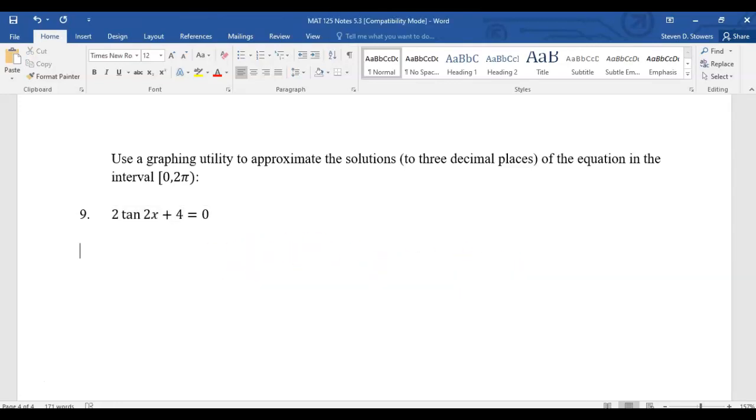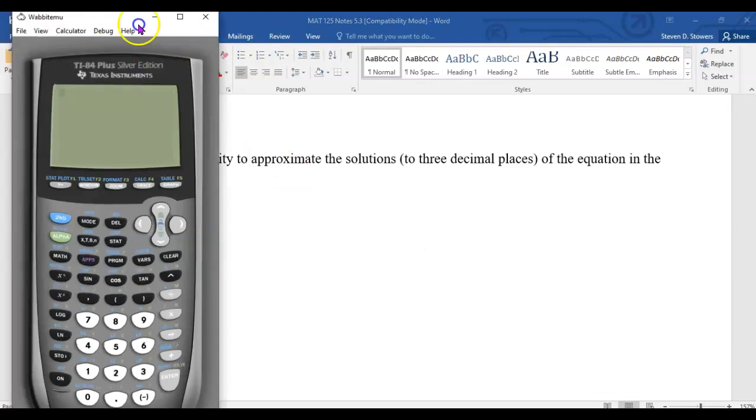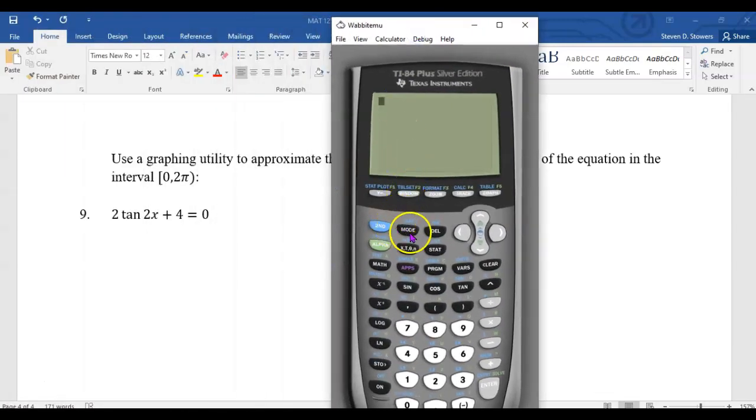Here's how you could do it with a graphing calculator. First, let me make sure I'm in radians mode, because we do want solutions in radians. Now, let me ask the calculator to graph this function that we want zeros of. 2 times the tangent of 2x plus 4.